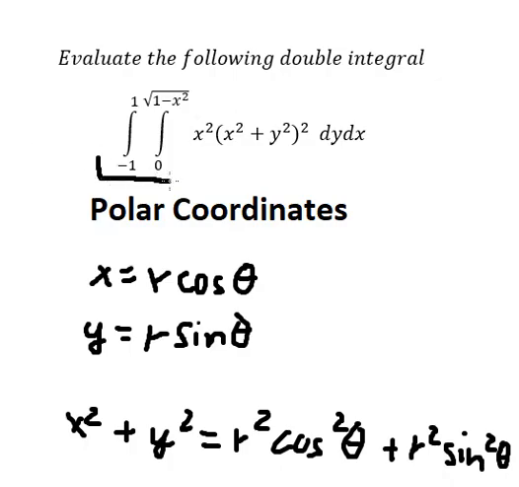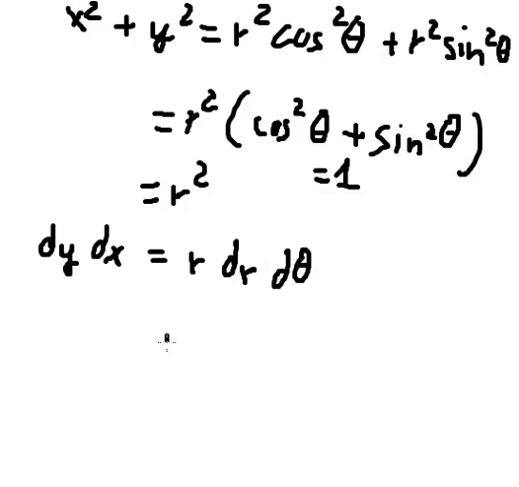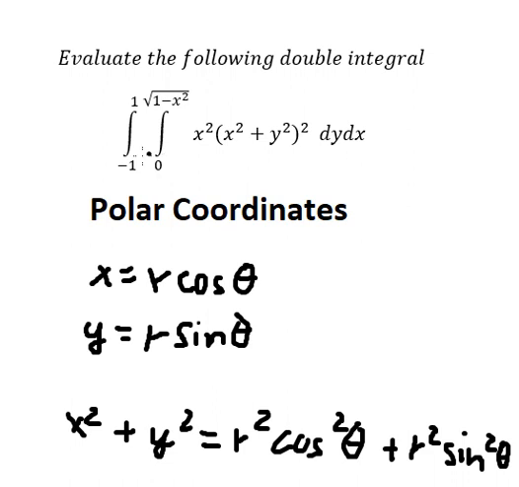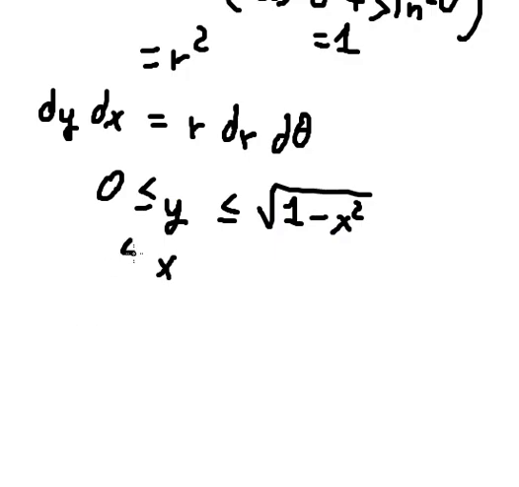And now we need to consider the bounds here. So we have dy, that means y is greater than or equal to 0 and smaller than or equal to the square root of 1 minus x squared. And x is from negative 1 to positive 1.